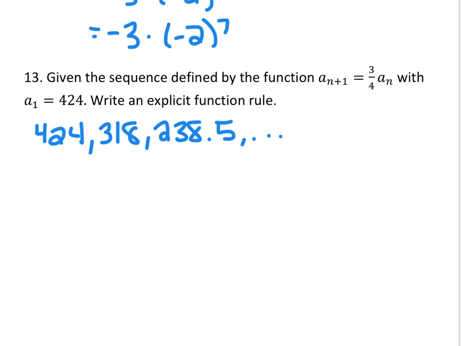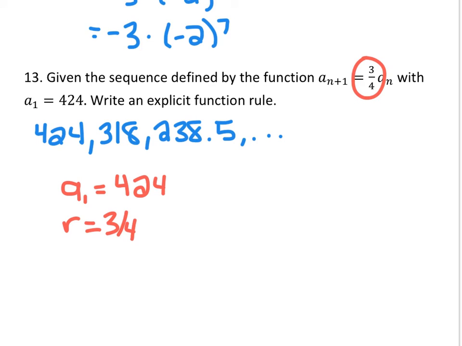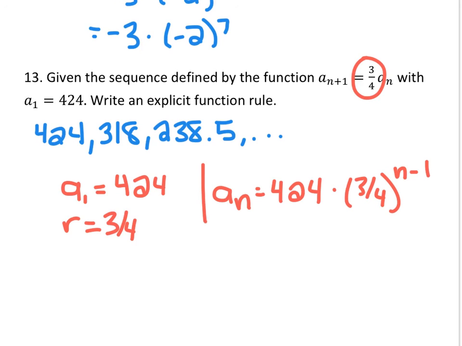So in order to write our explicit function rule, we need to know our a1, which is our first term, 424. And we need to know our common ratio, which is the 3/4. So our a(n) will equal 424 times 3/4 to the n minus 1. And that's your answer.